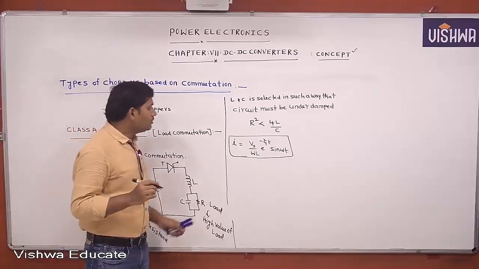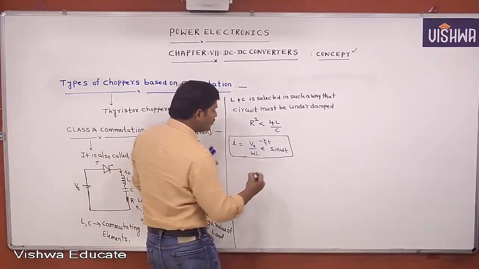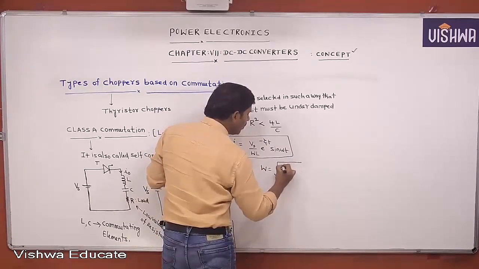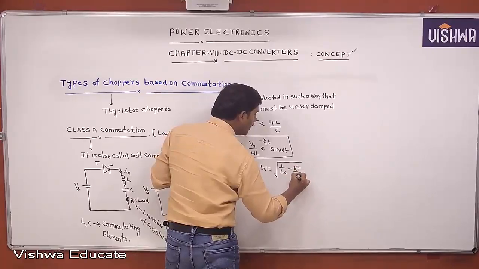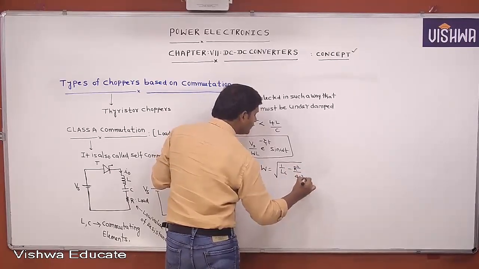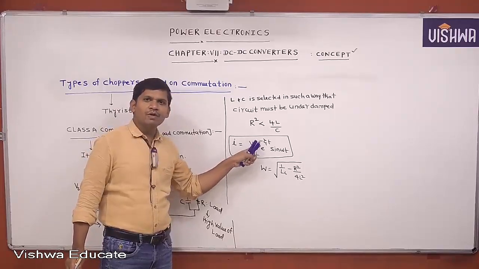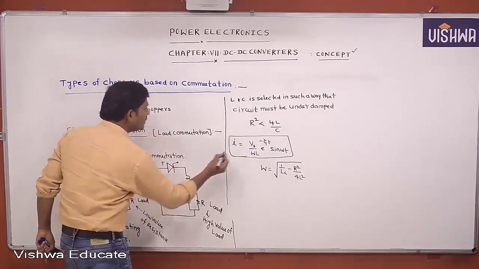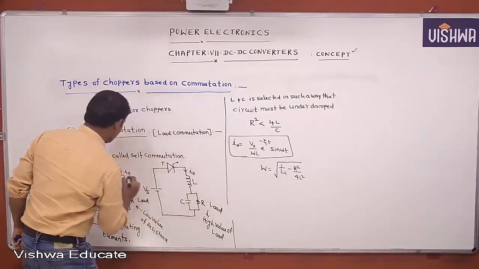Now, based on L and C elements, what is omega here? Omega equal to square root of 1 by LC minus R square by 4L square. Based on L and C elements, at a particular instant, the current is 0. Current in the sense, this is the load current.